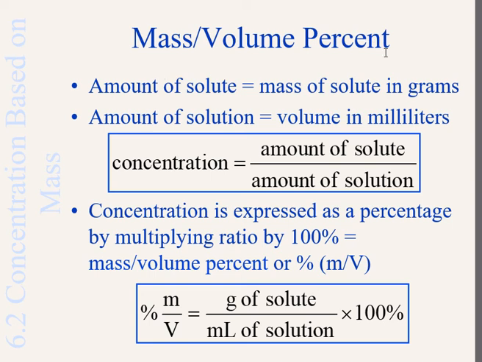Mass by volume percent stands for the amount of solute in grams divided by the total volume of the solution, multiplied by 100%. So here we take the mass of the solute and we take the volume of the solution. So when do we use this particular form of the equation to find the concentration?